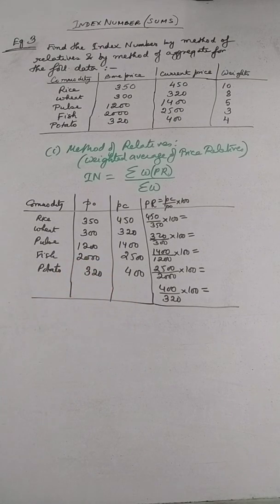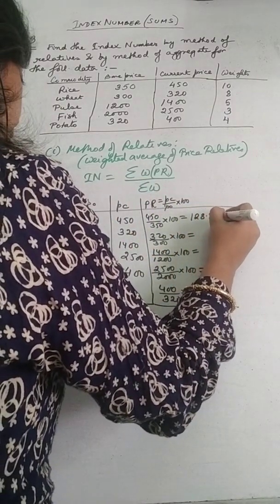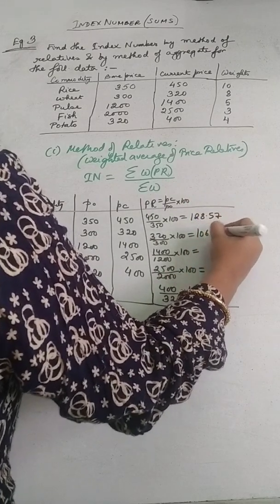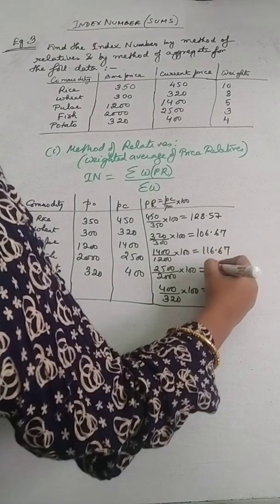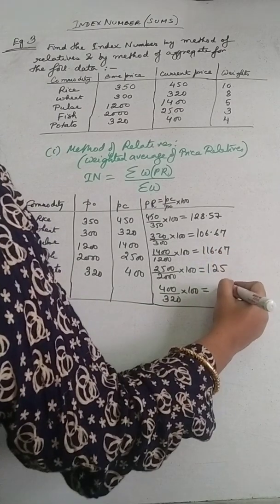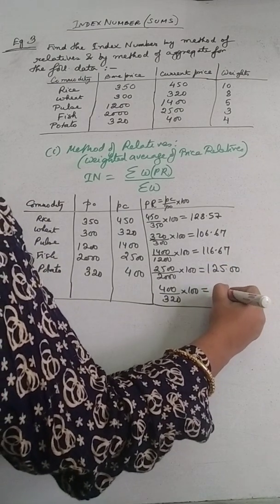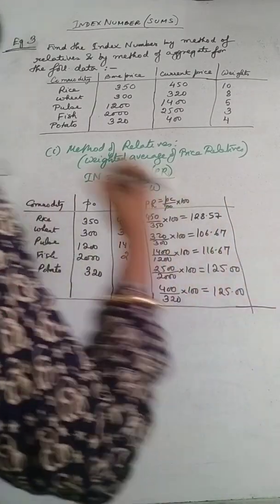Calculation, let us do. 450 by 350 into 100 will give you 128.57. Then 106.67, you can check and see. Then 116.67, then 125, and this is also 125.00. This is your PR.